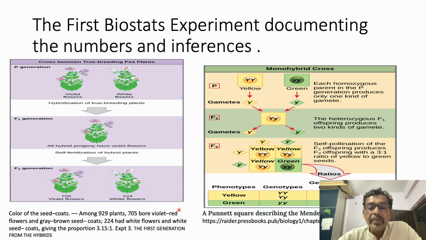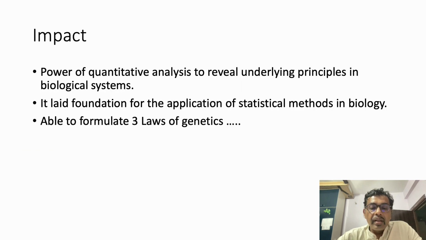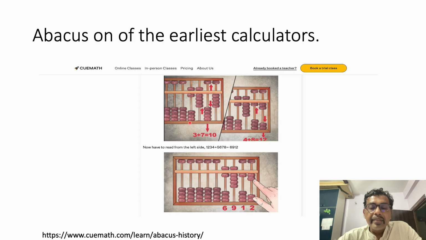And he observed that in most of the cases the ratio remains the same, and we all know how important it was and how he was able to give the three laws of genetics. The idea is again that he used maths to make inferences, and that holds good in so many scenarios.